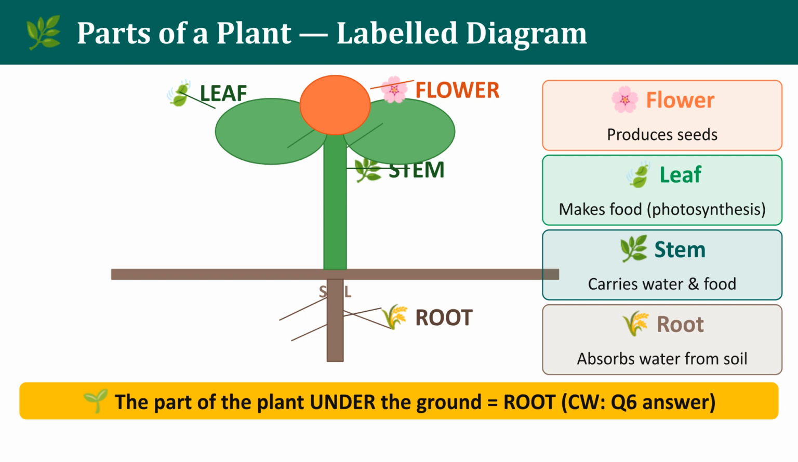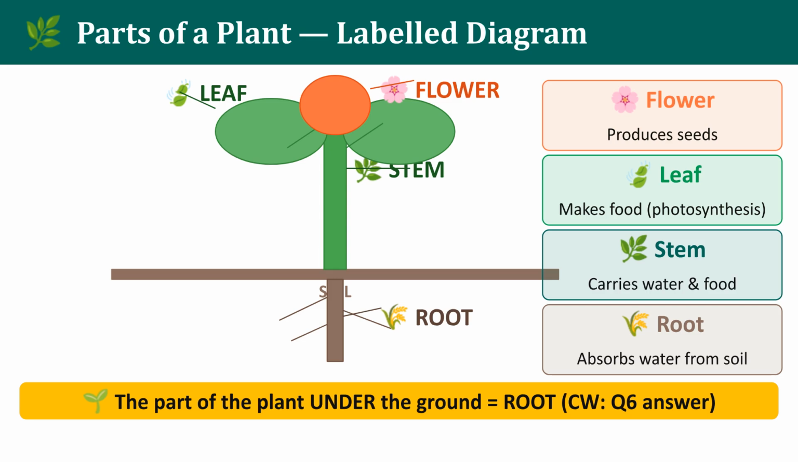Every part has a special job. First, the root. The root absorbs water and minerals from the soil. It also holds the plant firmly. Next, the stem. Think of the stem as a highway inside the plant. It carries water from the roots to the leaves. It also carries food to every part of the plant. Now the leaf. Leaves are called the food factories of the plant. They use sunlight to prepare food. This process is called photosynthesis.